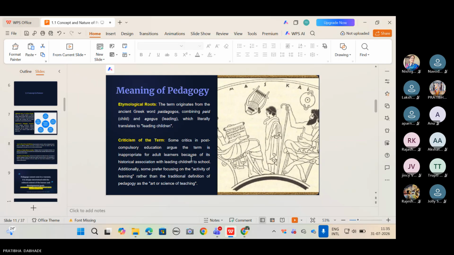Okay. Very good morning. So in the previous class, we studied the nature of pedagogy, and now we are going to learn the exact meaning of pedagogy. Yes. So can anyone tell me, according to you, what is pedagogy?